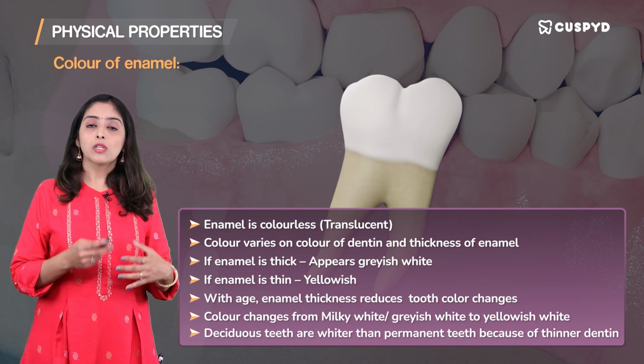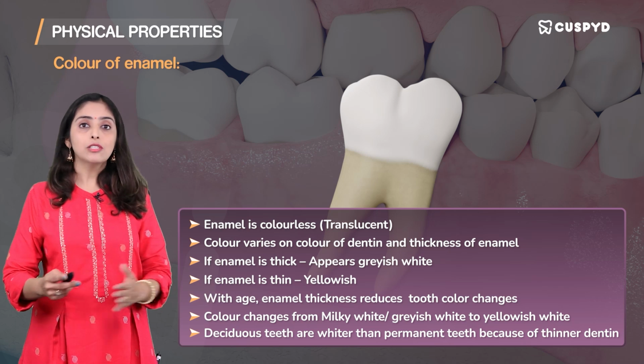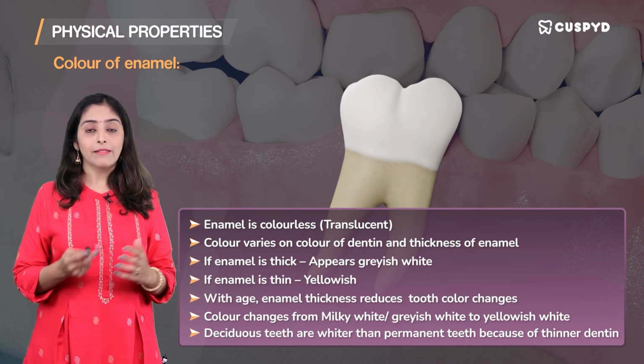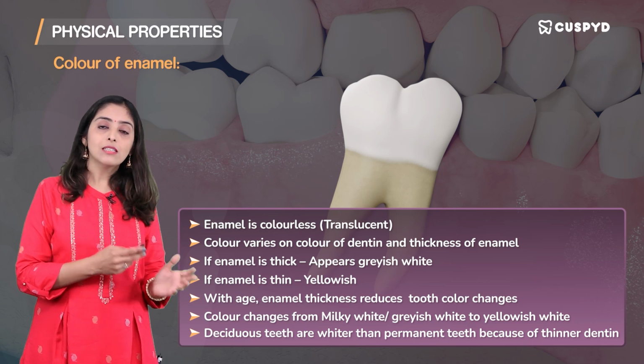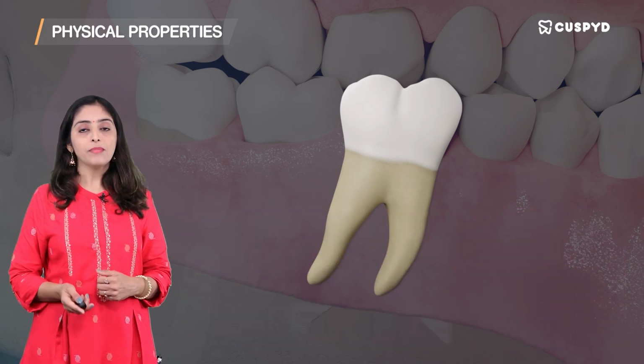Whereas in adults, because these teeth erupt anywhere from the age of 6 years and then continue till you die, there is gradual wear of the enamel. And that is why in adults the teeth take on a yellowish tinge as a person ages.